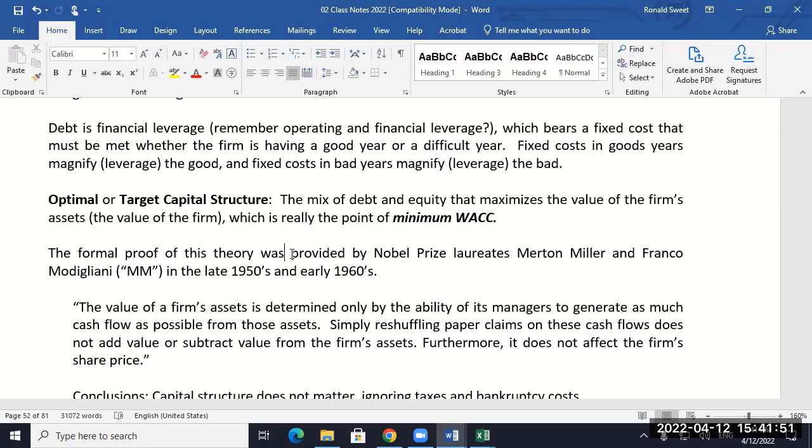How many of y'all live in that world? You live in a world with no taxes and no bankruptcies? You don't. So maybe as a college student, you do. They say in that world, it doesn't matter. But in a world where there's taxes and there's bankruptcies, it makes a big difference. All right, so that's what we've got to figure out.